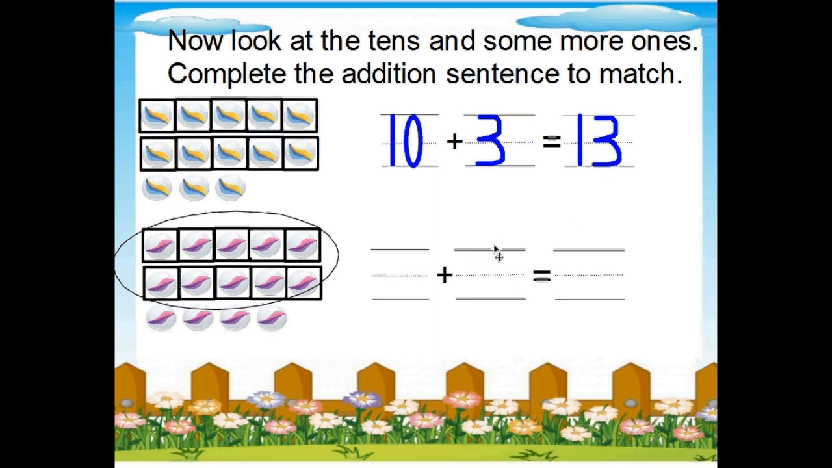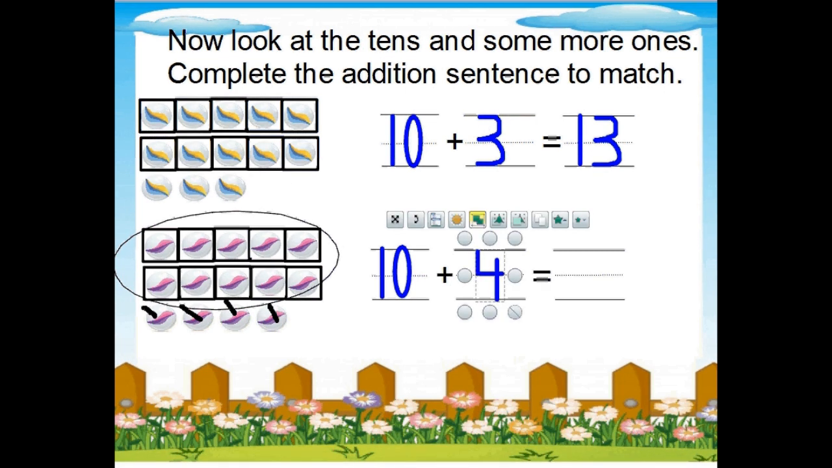How many purple counters are in the 10 frame? There are 10. And how many more are there? Let's count them. 1, 2, 3, 4. There are 4 more counters. So 10 plus 4 equals 14.